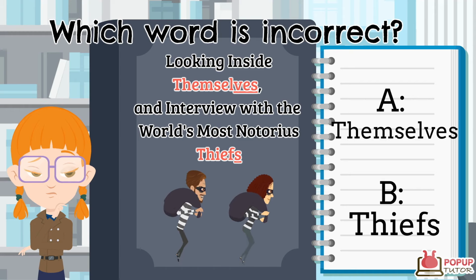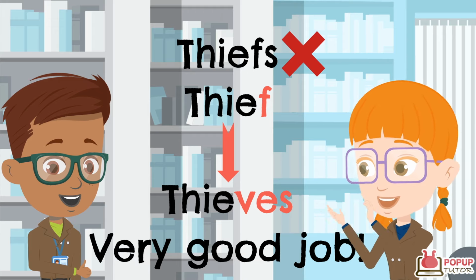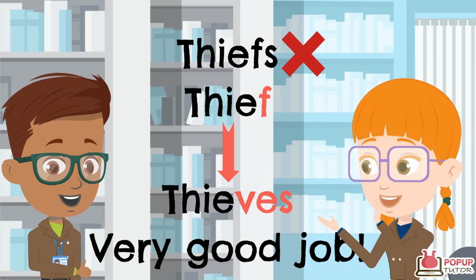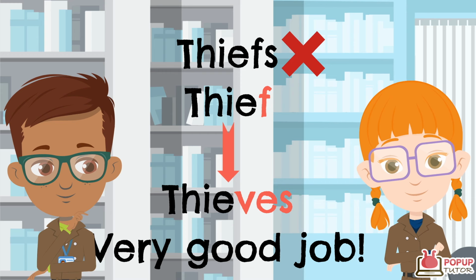This is our last book. Looking Inside Themselves, an interview with the world's most notorious thieves. Which plural noun is spelled incorrectly? Word A, themselves, or word B, thieves? Word B, thieves. It should be thieves. Very good job. That was the last book that Daisy and Dylan had found in the library.